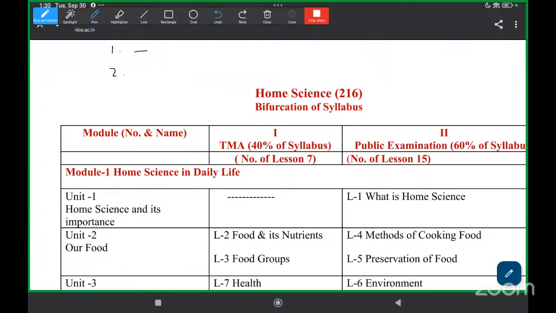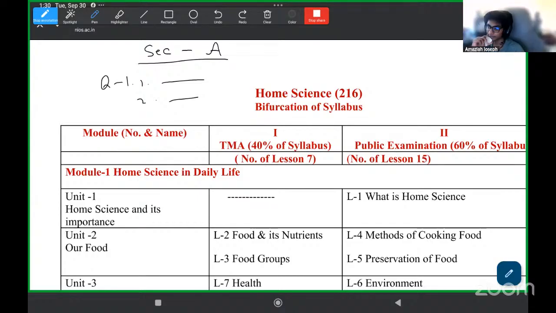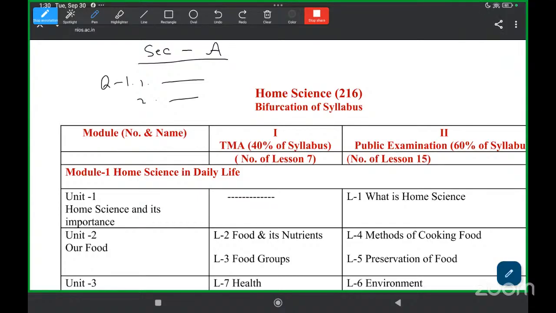Also, sections will be there. So make sure that you put section A on top, question 1. Then you put 1 and write the answer, 2 and write the answer. You don't have to copy the questions in exams. Just put the question number, then put 1, 2, 3, 4, 5 and write it.